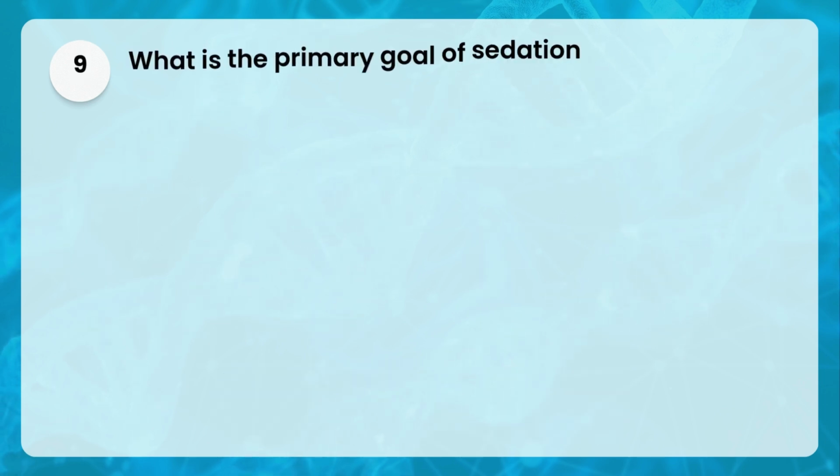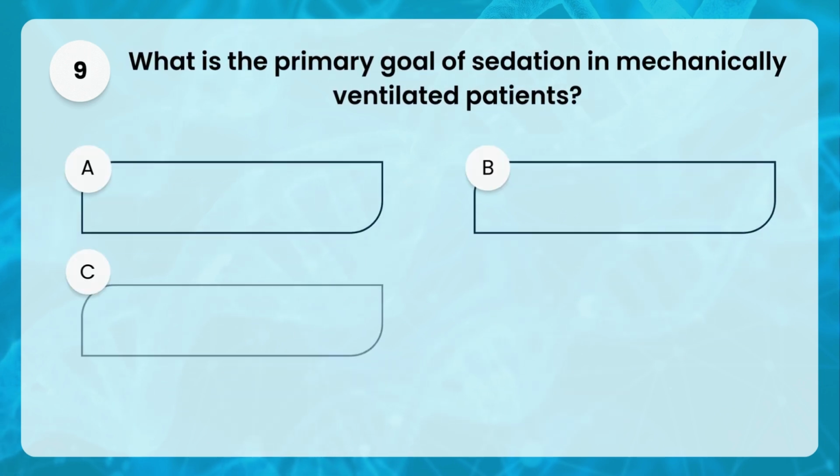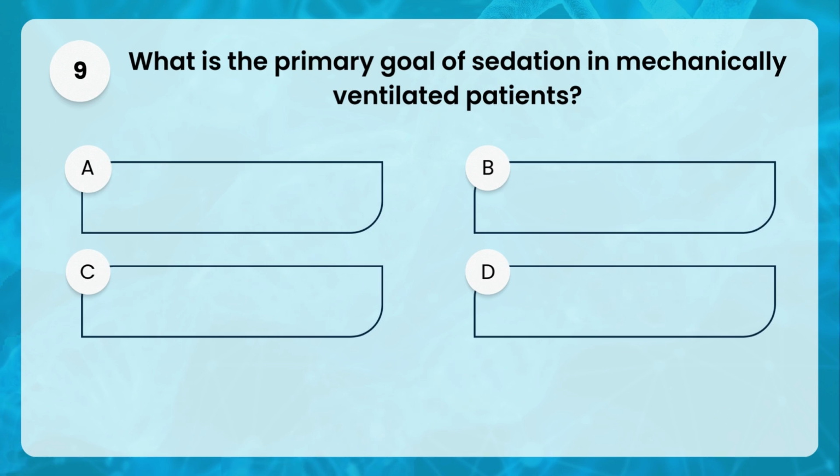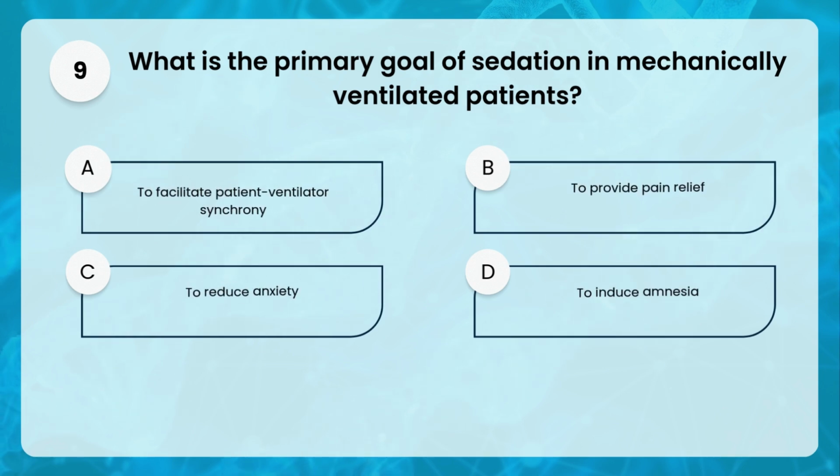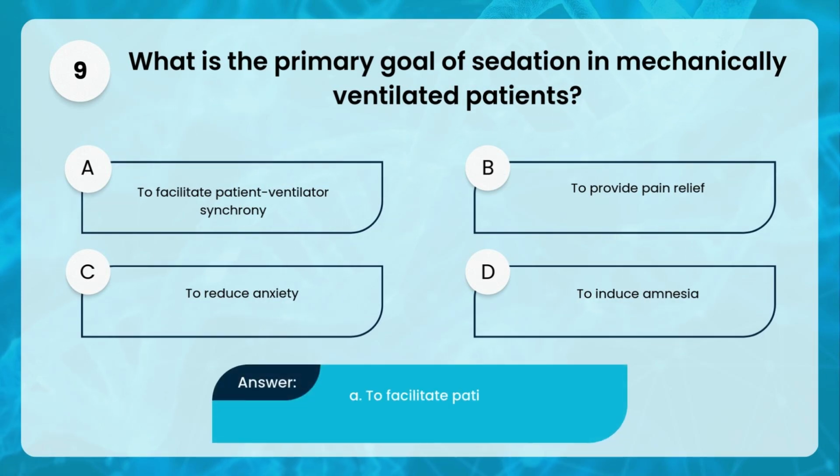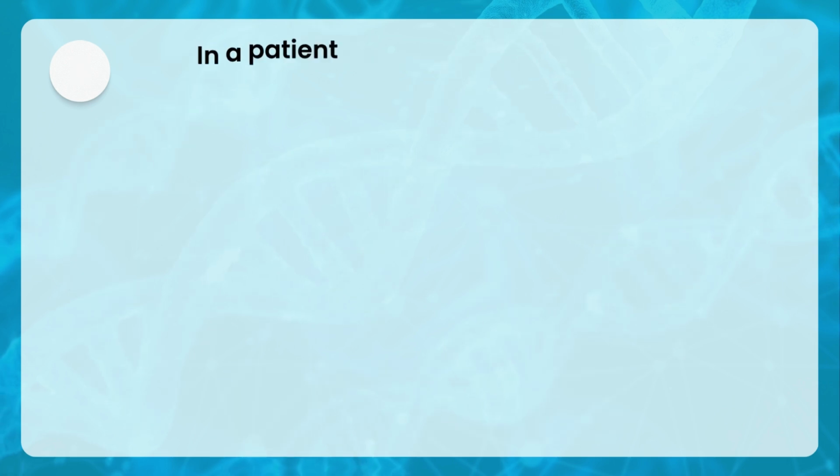Number 9. What is the primary goal of sedation in mechanically ventilated patients? A. To facilitate patient-ventilator synchrony. B. To provide pain relief. C. To reduce anxiety. Or D. To induce amnesia. The answer is A. To facilitate patient-ventilator synchrony.